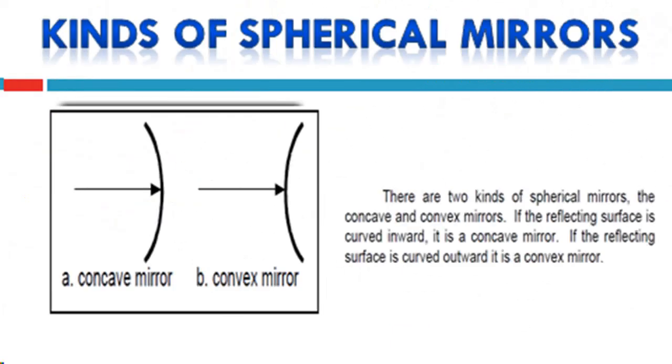A curved mirror is a reflecting surface in which each surface is a section of a sphere. There are two kinds of spherical mirrors, the concave and convex mirrors. If the reflecting surface is curved inward, it is a concave mirror. If the reflecting surface is curved outward, it is a convex mirror.